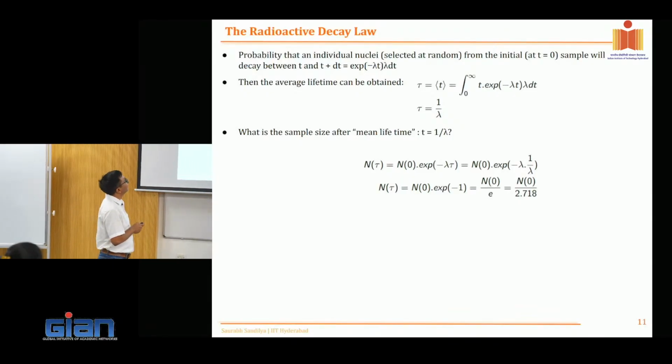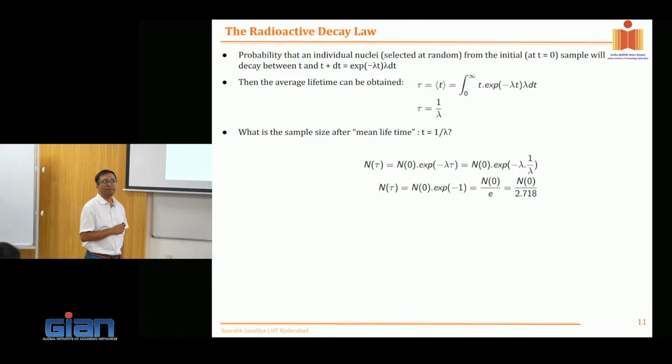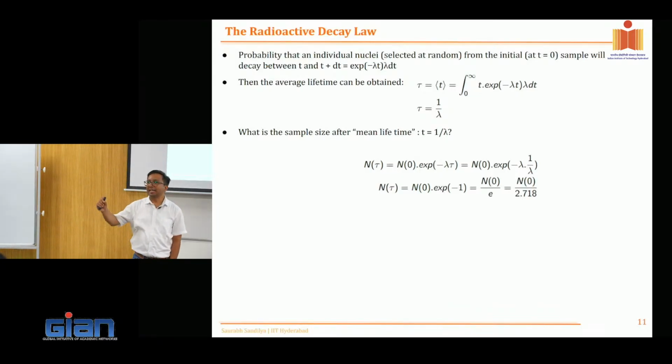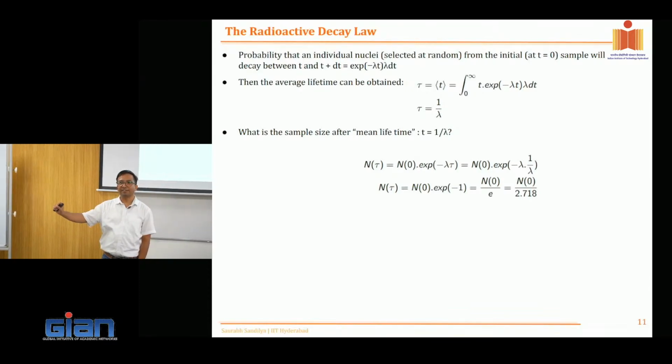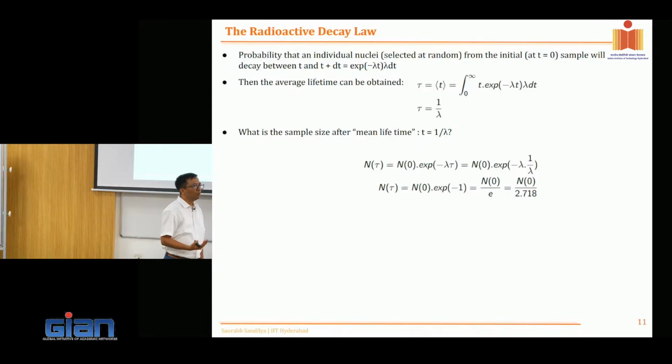So this is the average lifetime, which I call average lifetime or mean lifetime. The average lifetime or mean lifetime is tau equal to 1 upon lambda. The question that I pose is, what is the sample size after time elapsed t equal to 1 upon lambda, the average lifetime? What happens to the sample? Does the entire sample vanish because the lifetime is over? I give you 1 million nuclei. What happens to the nuclei after the average lifetime?